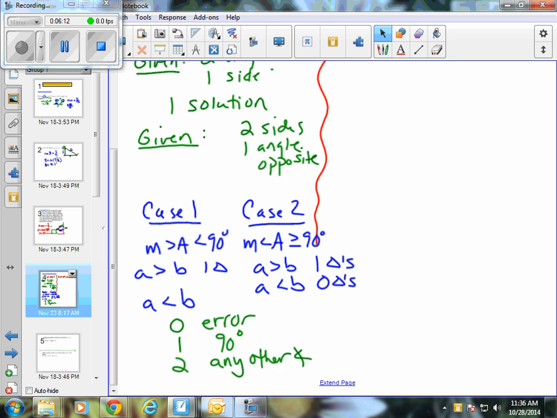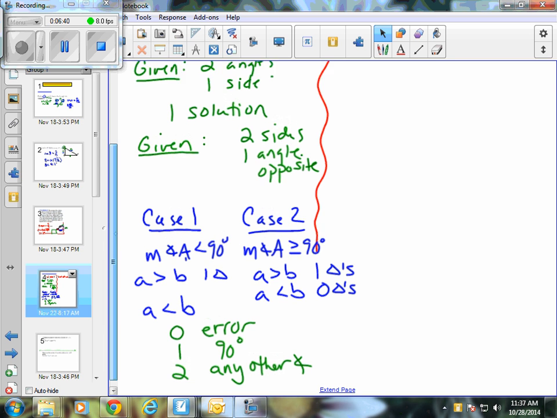So that case 1, when the measure of the angle that you're given, oops, I wrote this funny. Go back and fix that there. So the measure of angle A is less than 90. Then you have either one triangle if the side opposite is longer, or if the side opposite is shorter, it can be none, 1, or 2. So that case 1 is a little bit more involved.